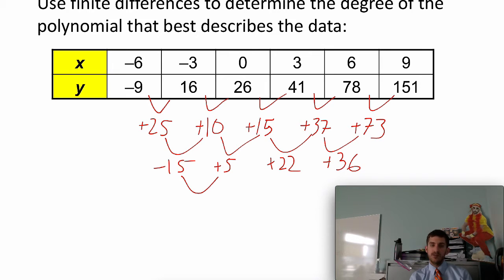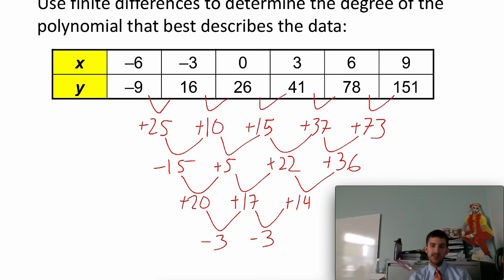Going from negative 15 to positive 5, that's plus 20. Going from positive 5 to positive 22, that's plus 17. And going from 22 to 36, that's plus 14. Folks, those are also not constant. If they were, it'd be the third row, so we'd be working with a third degree, cubics. But it's not cubic. So we're going to try again. Going from 20 to 17, we're subtracting 3. From 17 to 14, we're subtracting 3. There we go. Finally, it's constant.